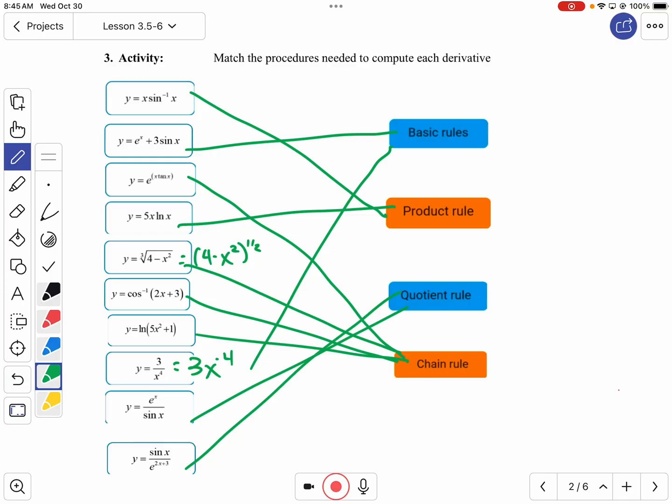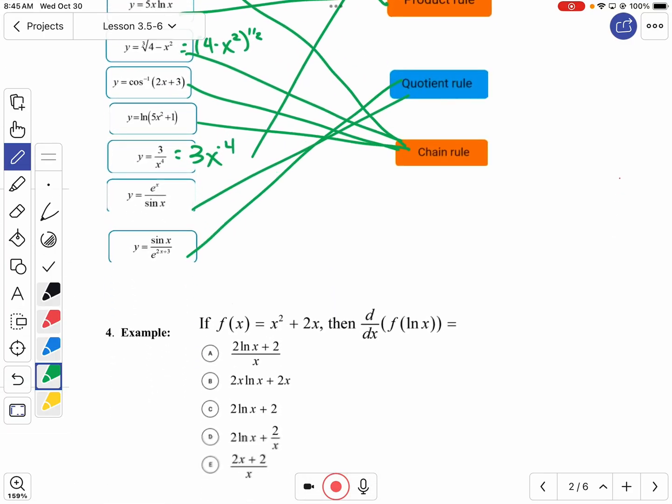I'm going to pass those back here in just a second. All right, they're already in the grade book. You can look on Skyward.